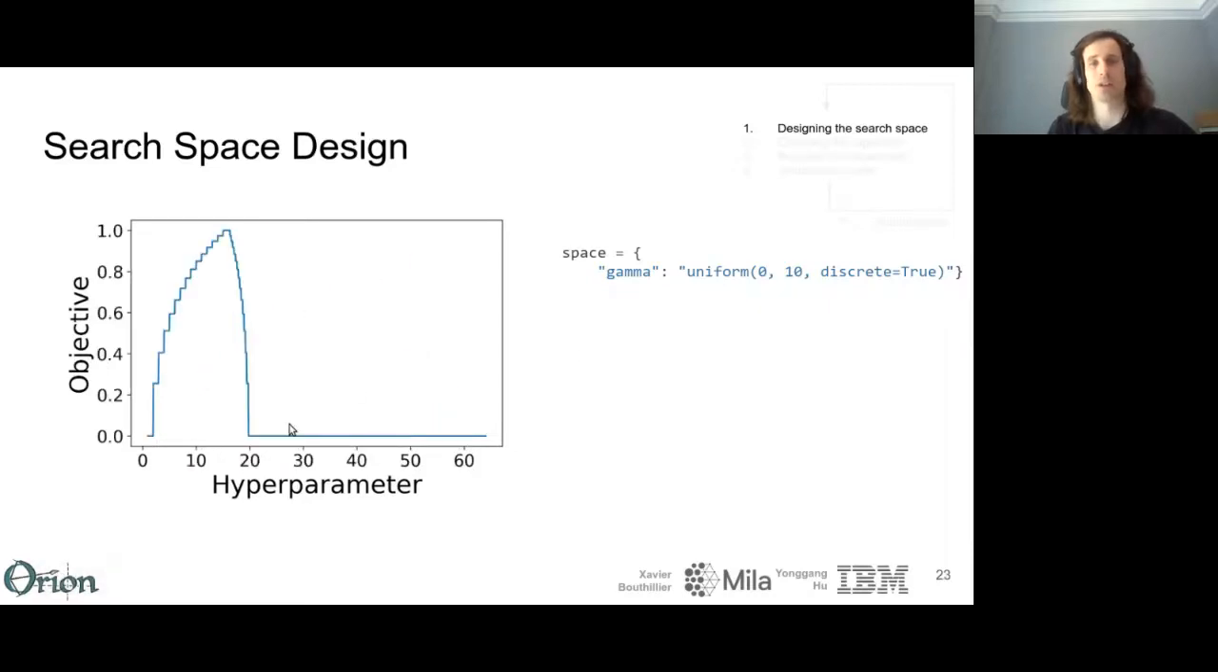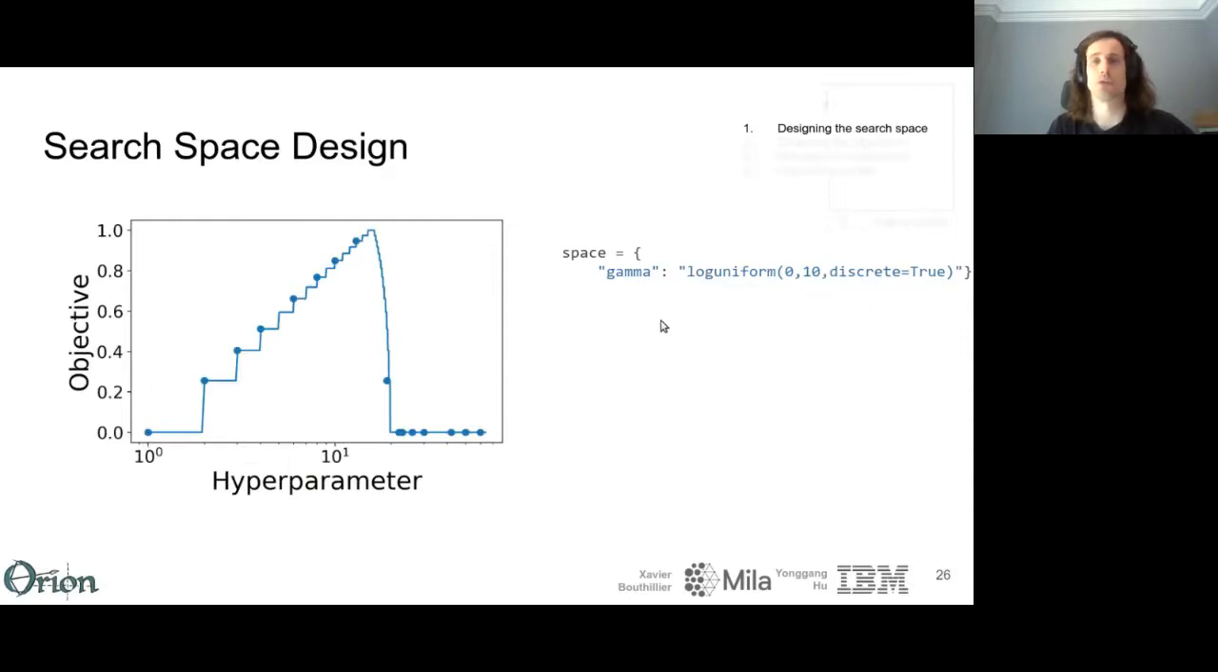It's also the case that for some discrete hyperparameters, they will follow a logarithmic scale, or say the objective will be affected on the logarithmic scale. It's the case, for instance, for the size of the hidden layers in an MLP, or the batch size for stochastic gradient descent. So in this case, again, you would want to use a log uniform distribution, now with discrete equal true, so that you're covering well the search space and increasing your chances of finding the best hyperparameters.